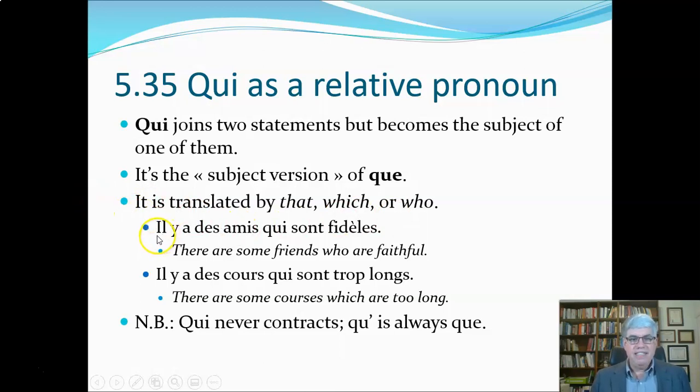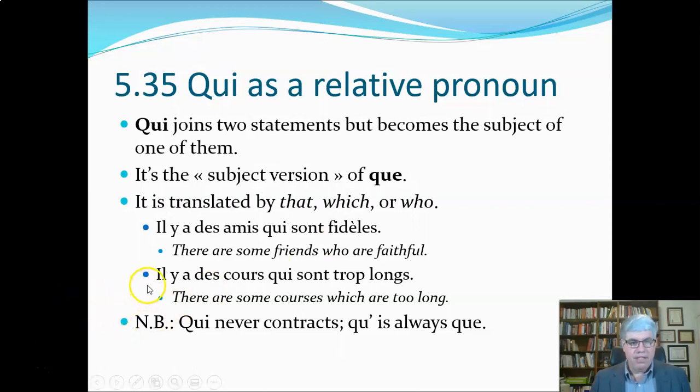For example, il y a des amis qui sont fidèles. So here we have the impersonal phrase il y a. There are some friends. That's the indefinite article, the plural, meaning some. Il y a some friends who are faithful. Fidèle is faithful. There are some friends who are faithful.